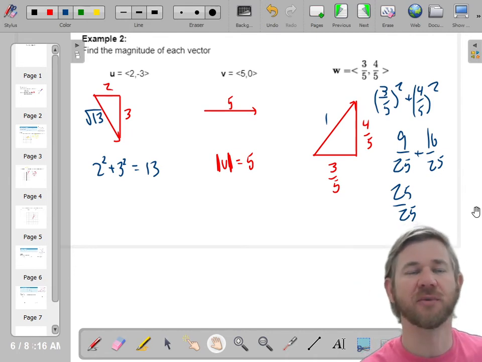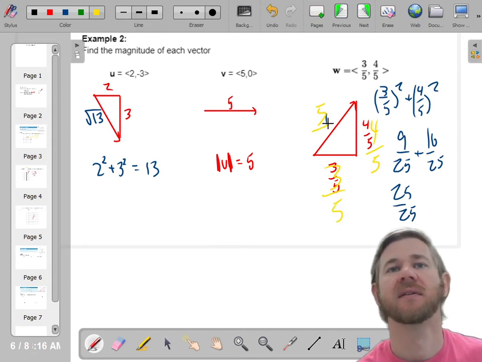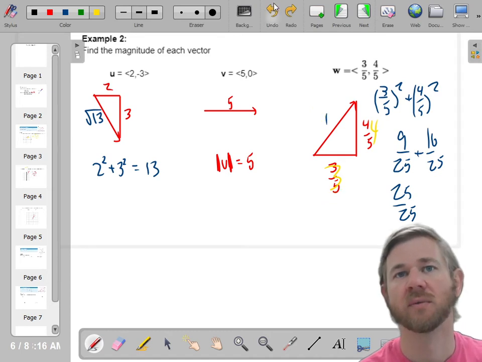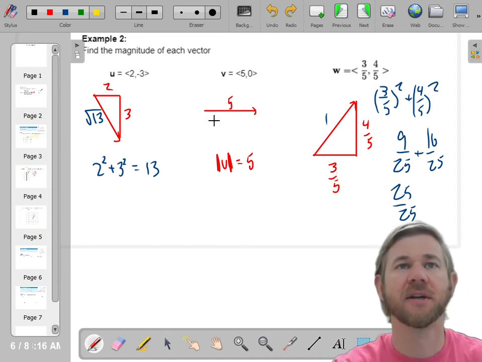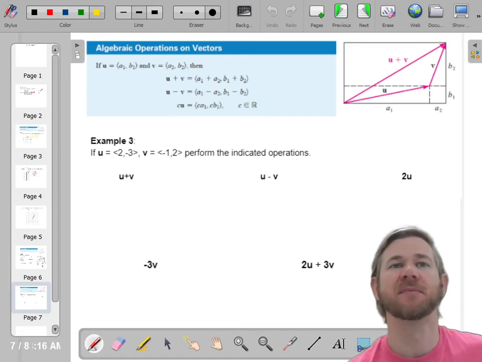I think of this as a 3, 4, 5 triangle. It's just out of 5. 3/5, 4/5, 5/5. 5/5 is 1 whole. It's the same ratio. And last thing we might have to do is perform some algebraic operations.